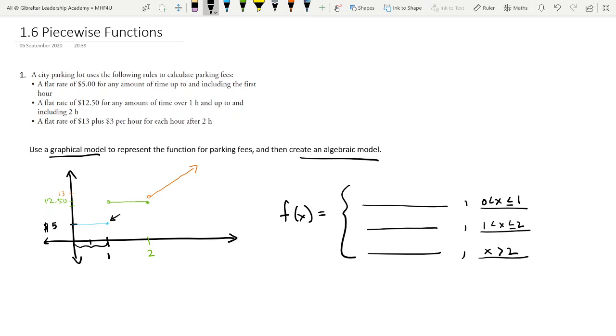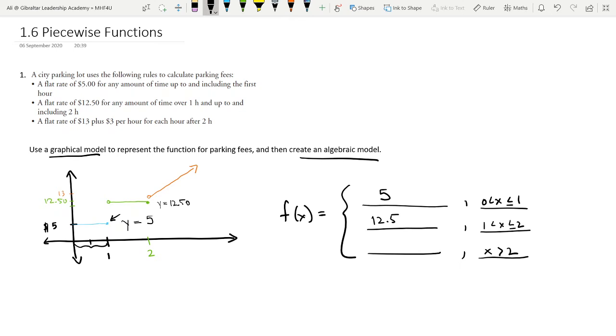The first equation is a horizontal line, and horizontal lines have the form of y equals whatever the number is. In this case, it's y equals 5. So I'll put a 5 here. So f of x is 5 as long as x is between 0 and 1. For the second equation, it's a horizontal line which follows y equals 12.50. It's going to be 12.5 as long as x is between 1 and 2.